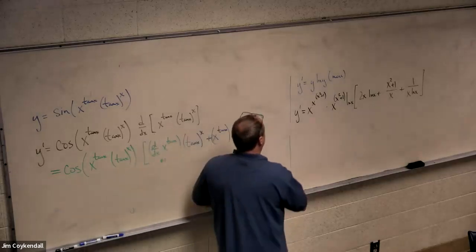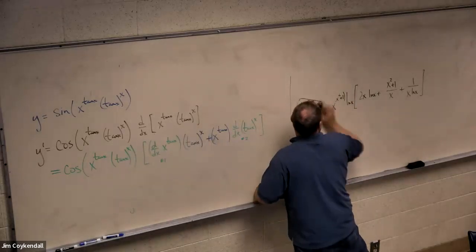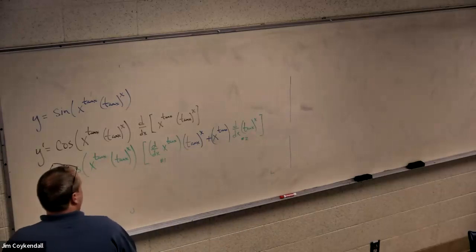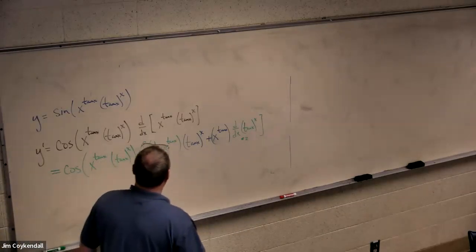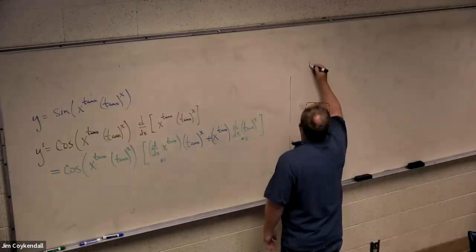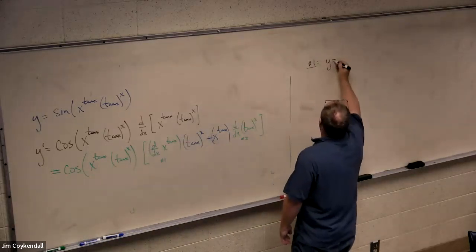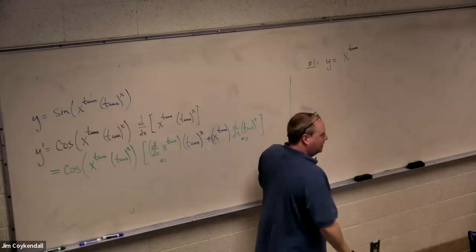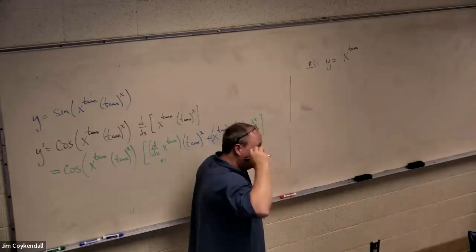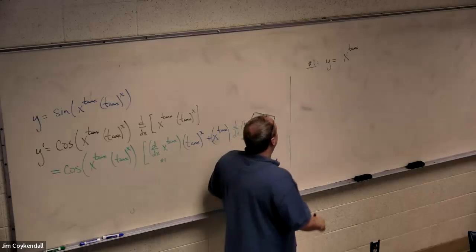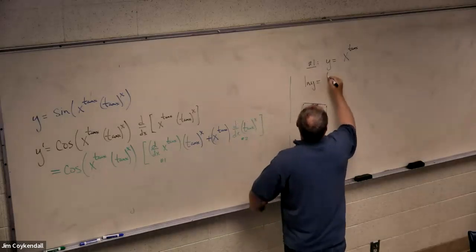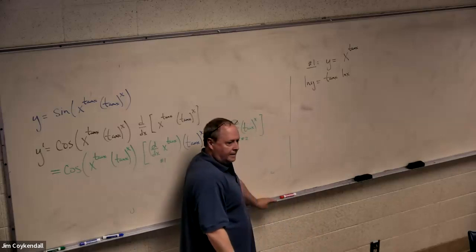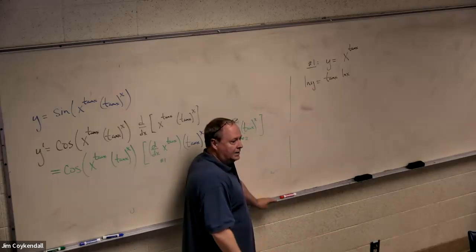So literally, go over here and let's figure out what number one and number two are. Number one: y equals x to the tangent x. Now this one kind of blatantly begs for a log. So I get log y equals tangent x log x. You guys see where I got that? I brought down the exponent.